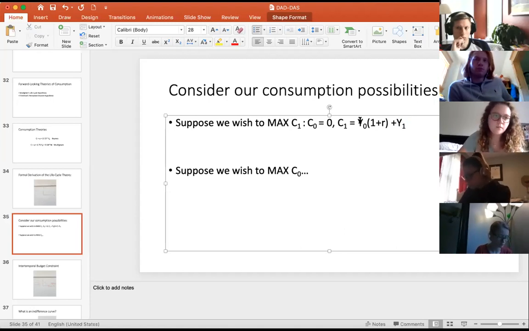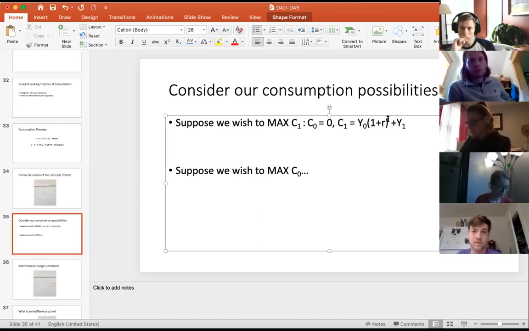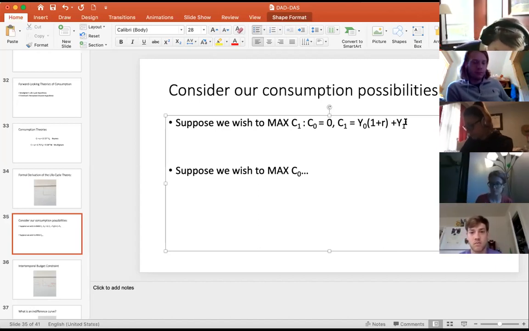You take all of today's income, you put it at the bank, you earn R% interest. So by tomorrow, this is what your bank account is worth. Plus you have tomorrow's income too. All right. Does anybody have questions about this? Because this is the easy one.